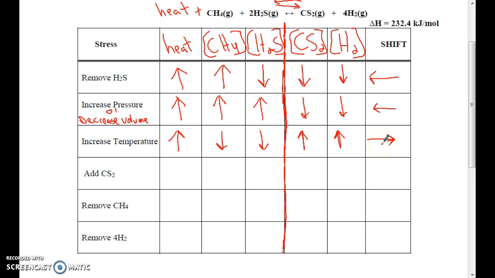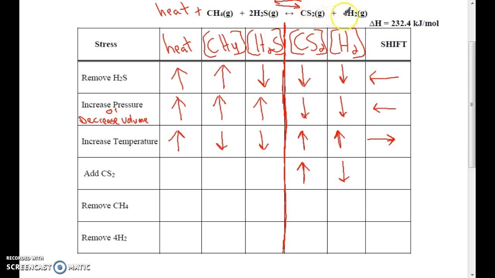If you add CS2, right, so the first arrow I'm going to add is an up arrow in CS2. Think about what the reaction is going to do. What does it have a tendency to do? It was in equilibrium, you added CS2. It is going to try and minimize the disturbance that you just made. So it's going to consume some of that excess CS2. And again, look at what reacts with the CS2. The hydrogen gas does. So the hydrogen gas is going to get sacrificed to consume some of that extra CS2.